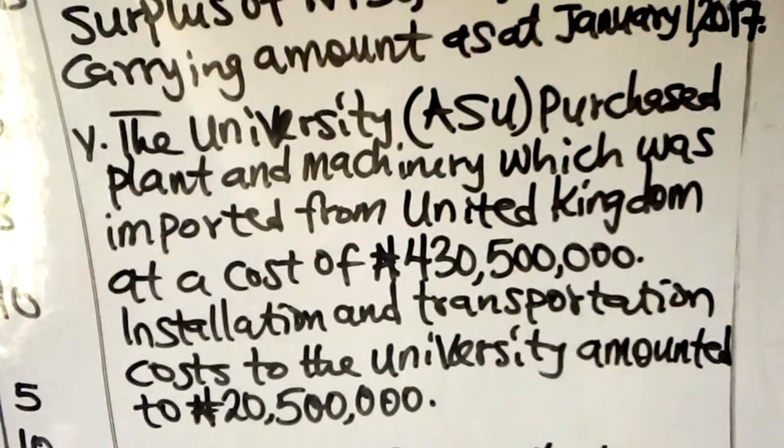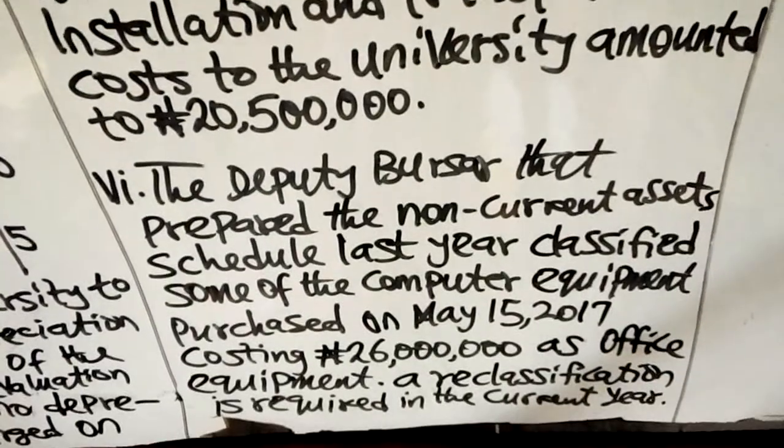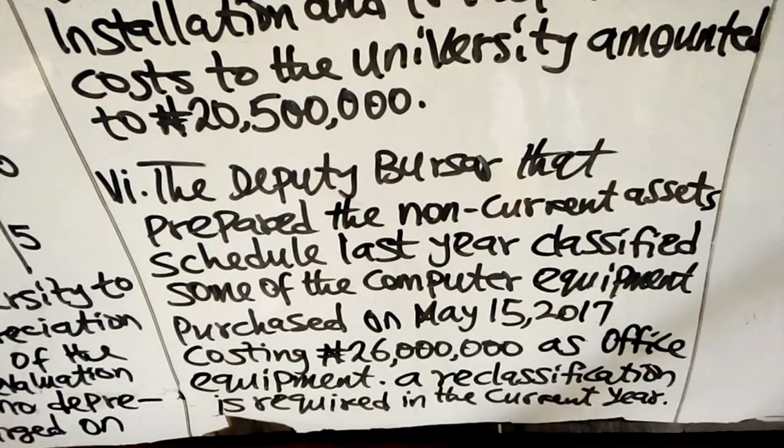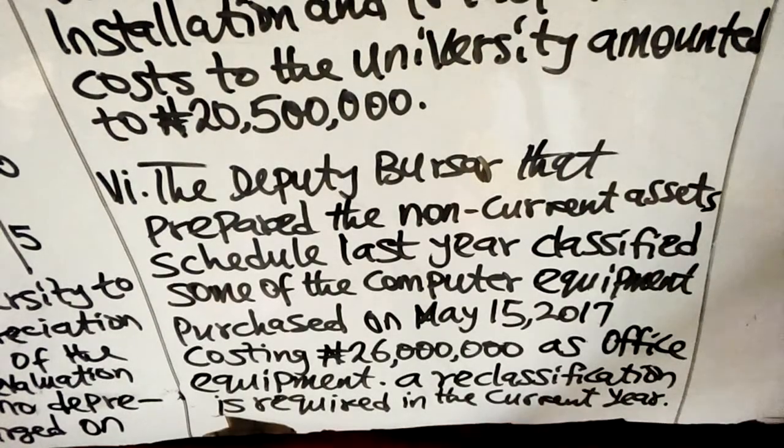Note 5. The university purchased plant and machinery which was imported from United Kingdom at a cost of 430,500,000. Installation and transportation cost to the university amounted to 20,500,000. Note 6. The deputy bursar that prepared the non-current asset schedule last year classified some of the computer equipment purchased on May 15, 2017, costing 26 million as office equipment. A reclassification is required in the current year.